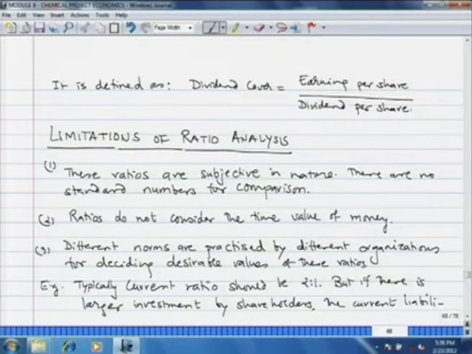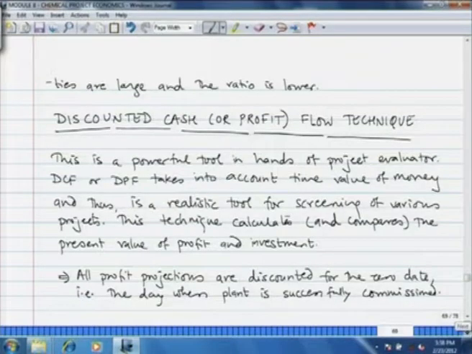Like I have given an example here, the typical current ratio should be 2:1. But if there is larger investment by the shareholders, then the current liabilities are large and then the ratio is lower. So these are like, for example, the payback period. The typical payback period should be between 3 to 5 years or maximum 7 years. So if the payback period is more than 7 years, then the project is not very attractive. Similarly, the return on investment. Typically people say that 20% return on investment is desirable.